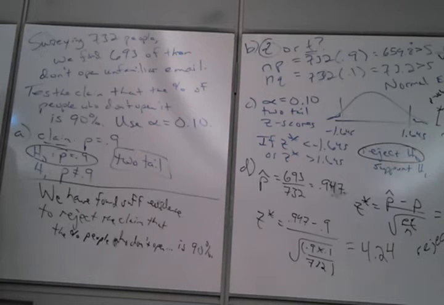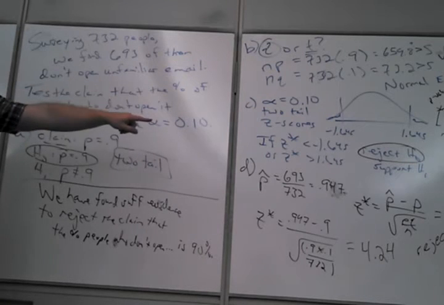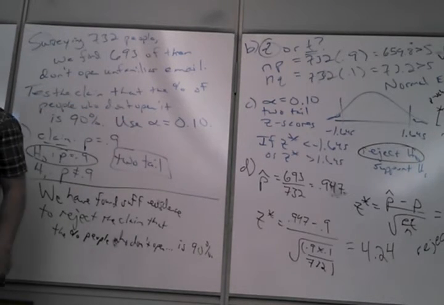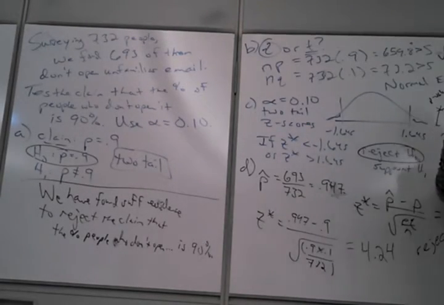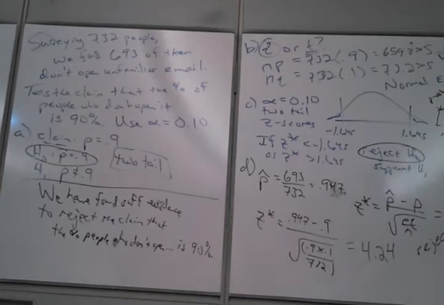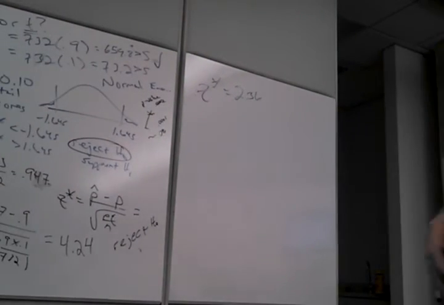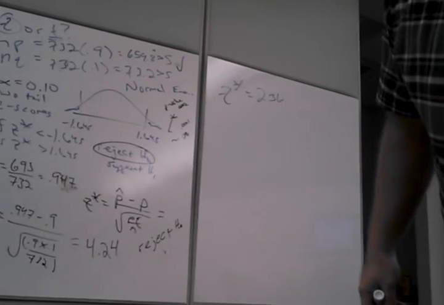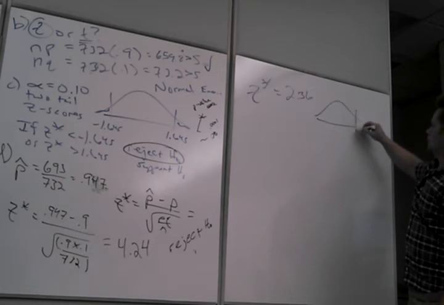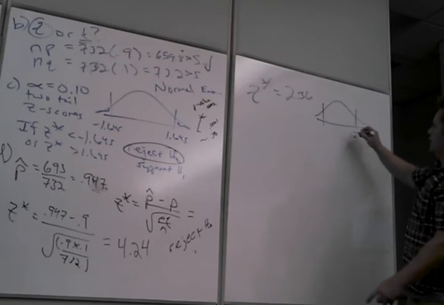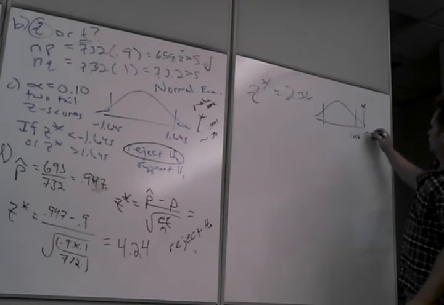Is that the only way to figure out the p-value, just by looking at it? Well, I kind of knew it was going to be a big one, should have made this a little bit better. But if we would have gotten a z-star of like, let's make one up real quick, 2.36. Let's try to figure out what the p-value would have been. Here our critical value was 1.645. We would have gotten here 2.36.